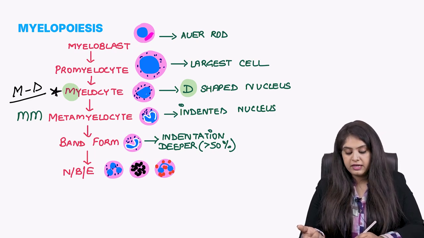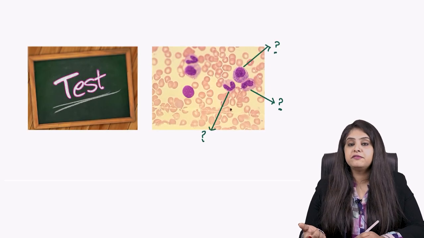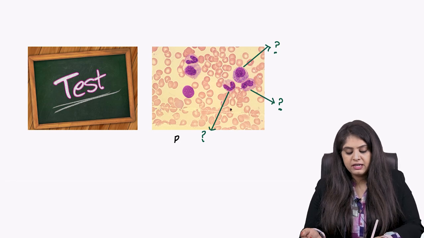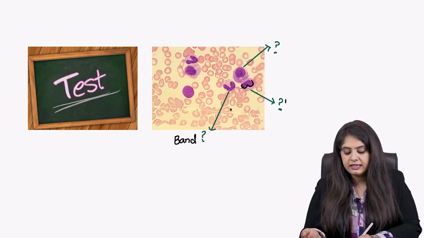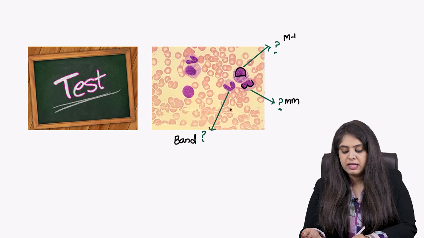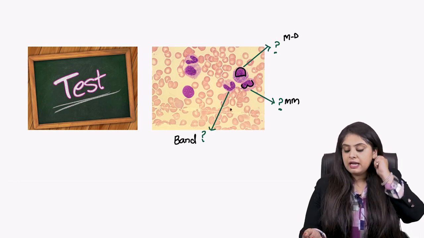Before I move forward and show you the different kinds of blasts and their photos, just a small test. What do you think this cell is which has been indented pretty deep, almost like a hairband? So this becomes a band form. Which is the cell which is only slightly indented? This must be a metamyelocyte. And what is this cell which is kind of having a D-shaped nucleus? That is going to be the MD, that is myelocyte. Now let me go forward.